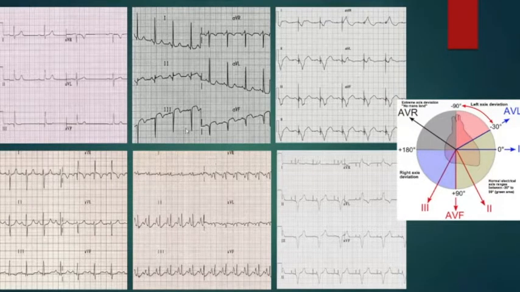We are checking whether the P wave is longer than 120 milliseconds. What does it mean if it's longer? We have a longer atrial depolarization. Which, yes, you are right. And what does it mean?